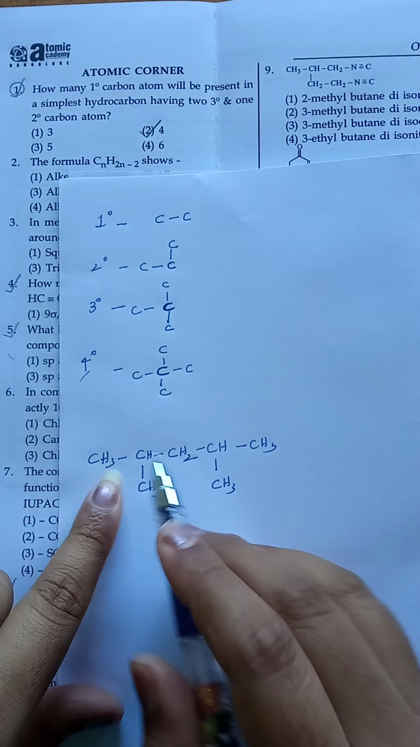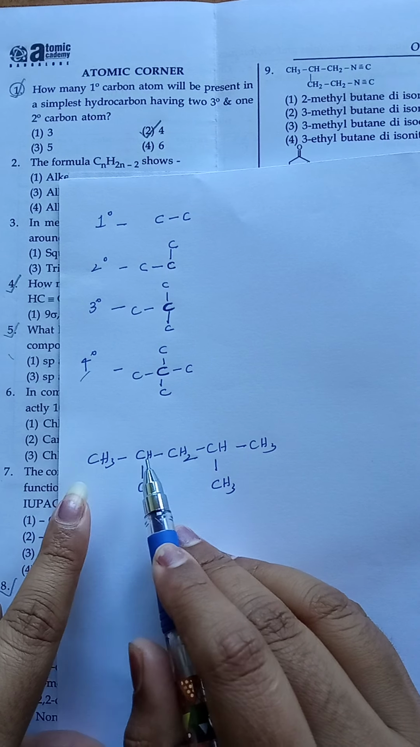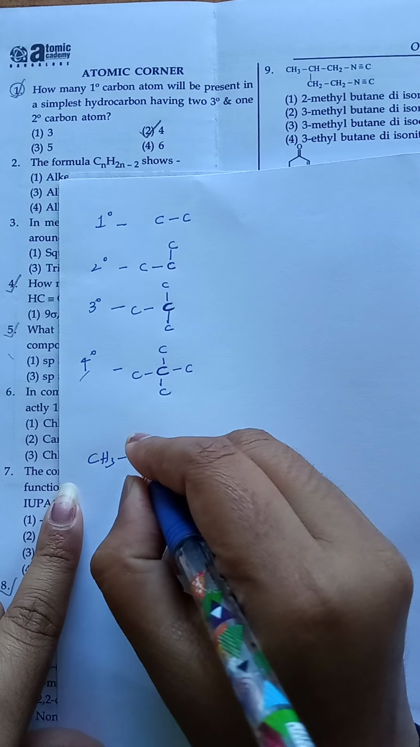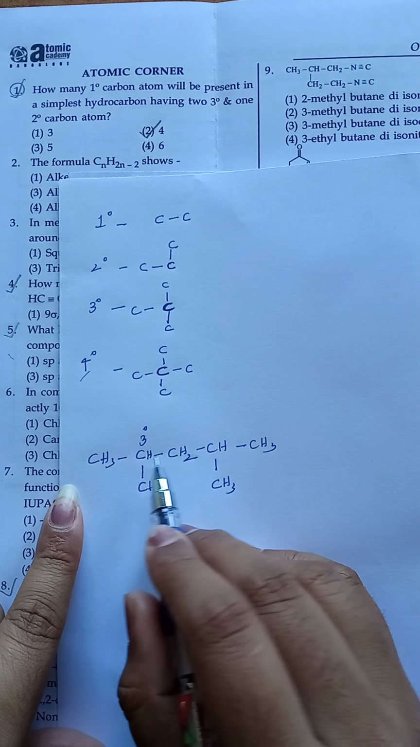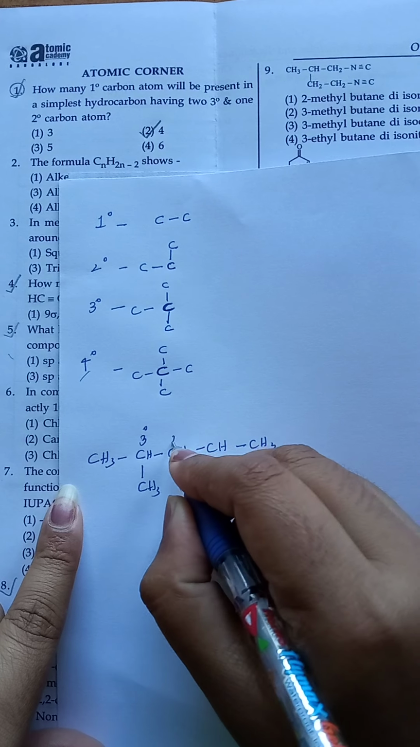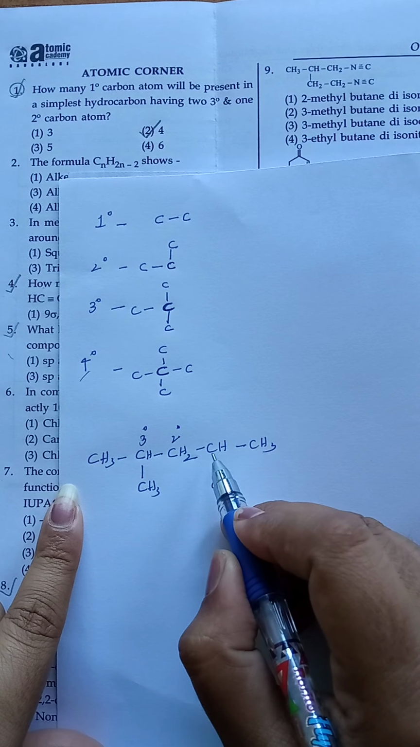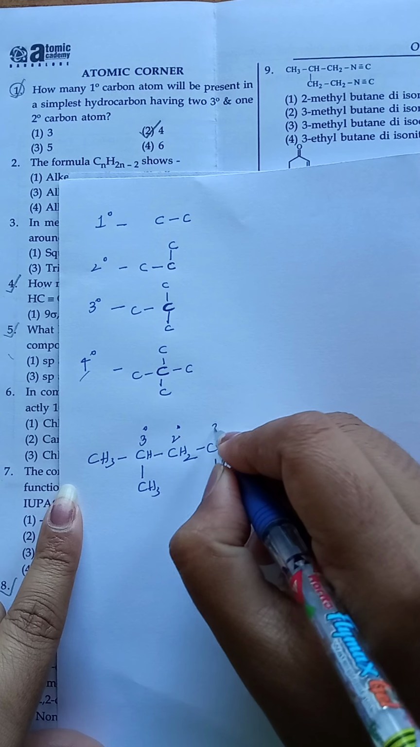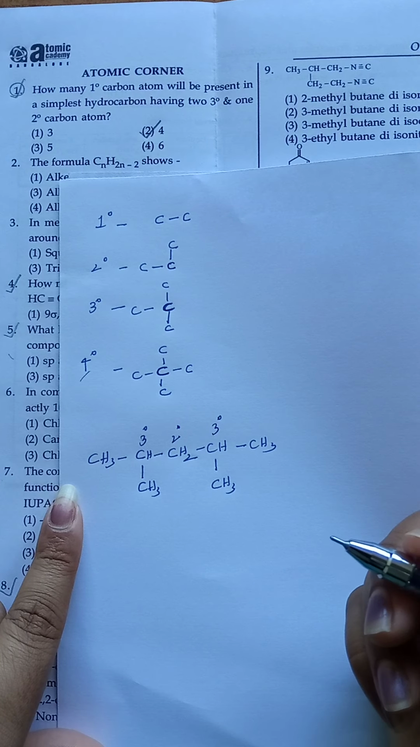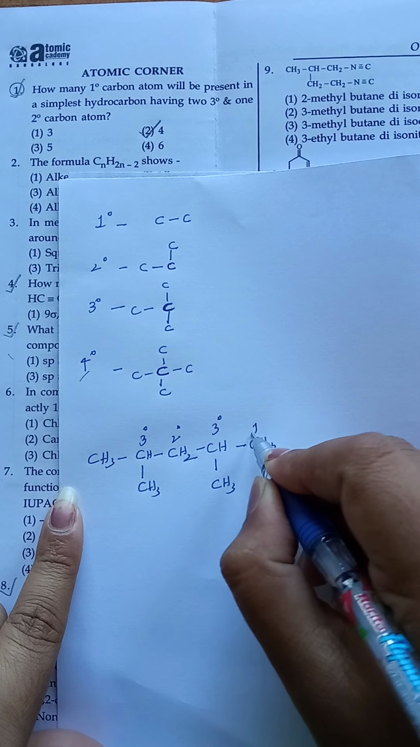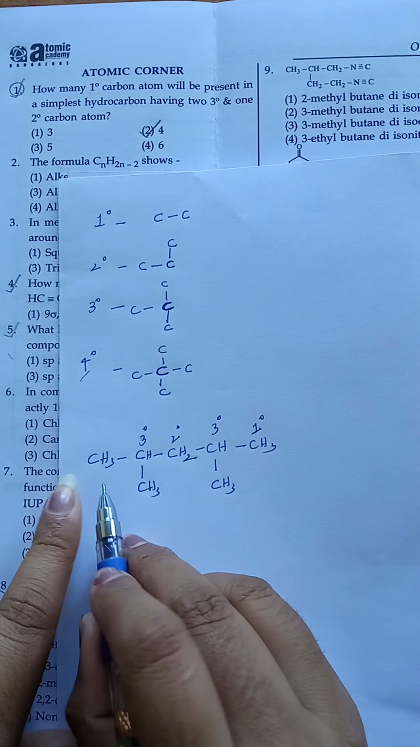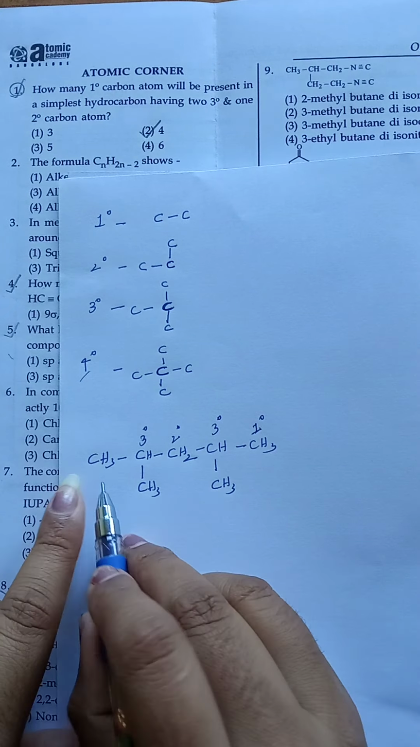See here, this is the carbon which is attached with 1, 2, 3 carbons, so we can say it is a tertiary carbon. This is the carbon attached with 2 other carbons only, so it is a secondary. Now this is the carbon attached with 3 other carbons, so it is a tertiary carbon. This carbon is attached directly with only one carbon, so it is a primary. And even this is attached with only one other carbon, so again it is a primary. And there are two other side chains.